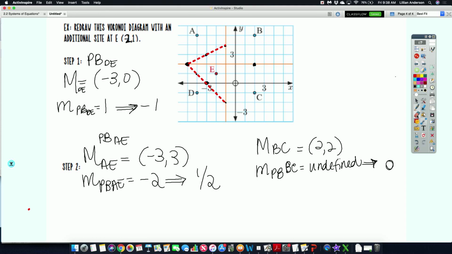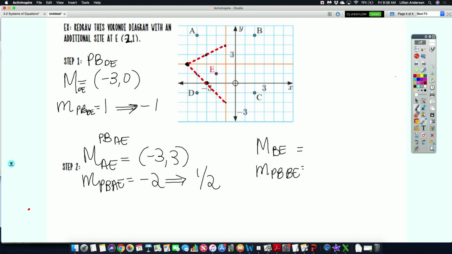Sorry, you guys. I actually made a mistake here. I'm not finding the midpoint between BC or the gradient of BC. It's between the nearest site to that new vertex and the site that we're trying to add in. So I actually should be finding the midpoint of BE and the gradient of BE. So that was my mistake. I knew something was wrong, so like this is not making any sense. So let me try that again.